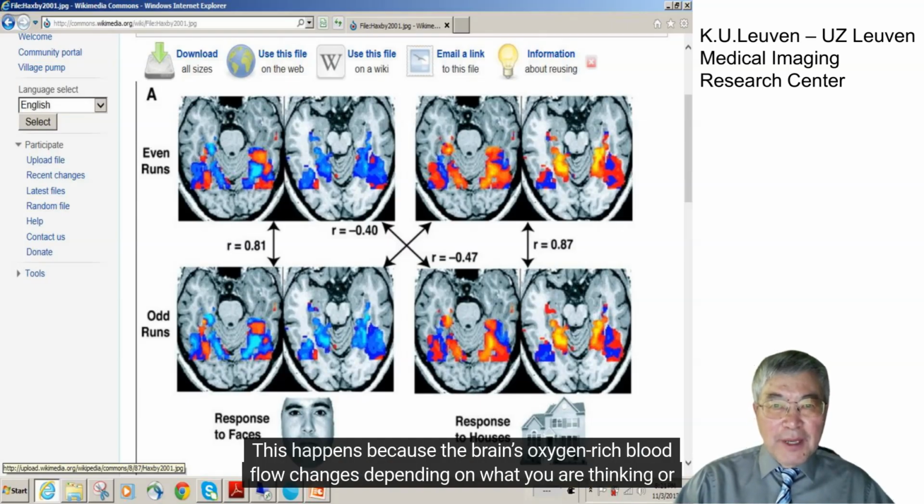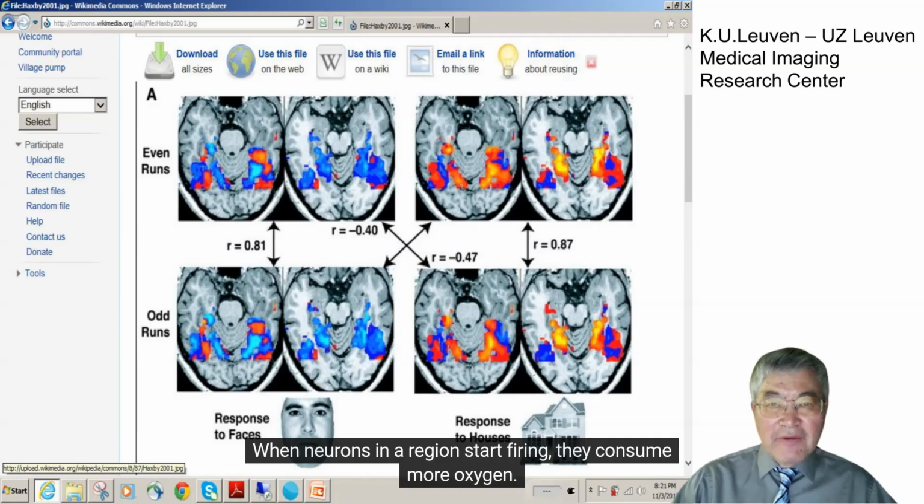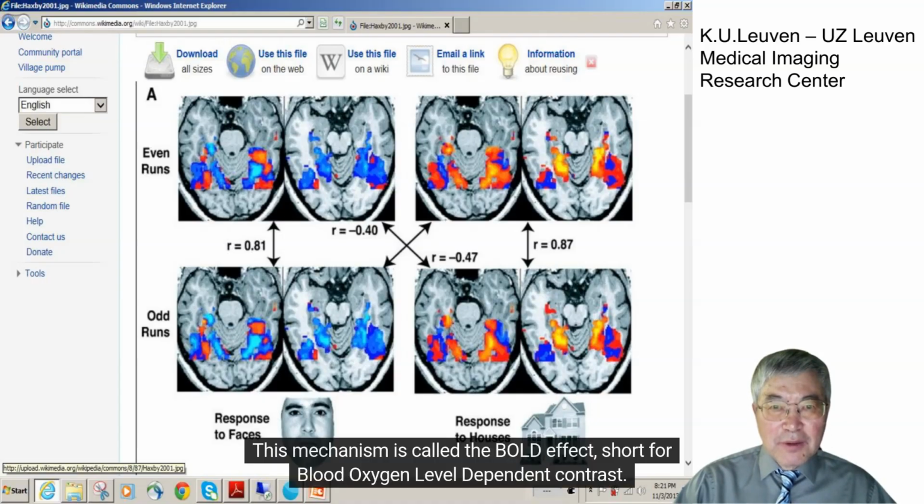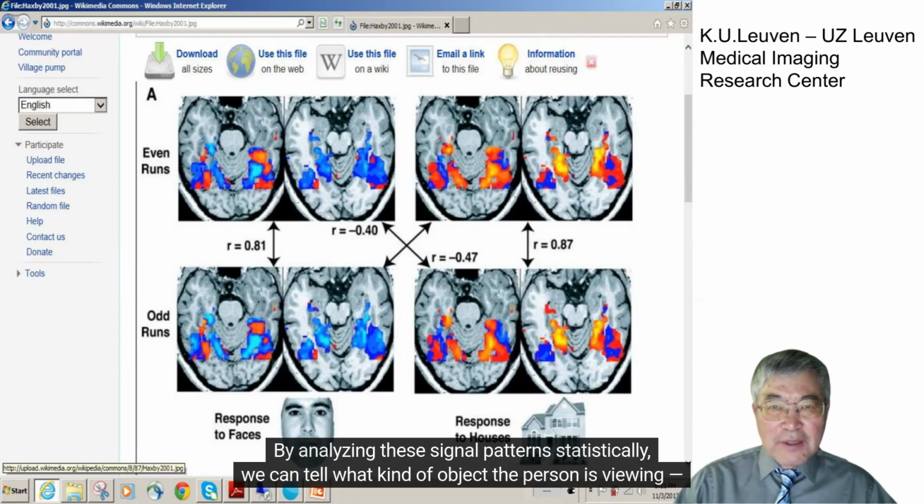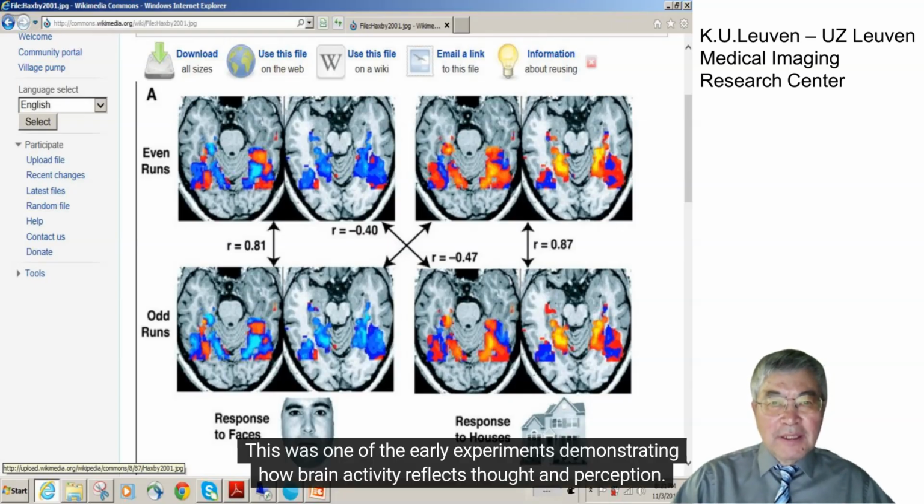This happens because the brain's oxygen-rich blood flow changes depending on what you are thinking or perceiving. When neurons in a region start firing, they consume more oxygen. The body responds by sending in oxygenated blood, which creates a stronger MRI signal in that area. This mechanism is called the BOLD effect, short for blood oxygen level dependent contrast. By analyzing these signal patterns statistically, we can tell what kind of object the person is viewing, for example, a face versus a house. This was one of the early experiments demonstrating how brain activity reflects thought and perception.